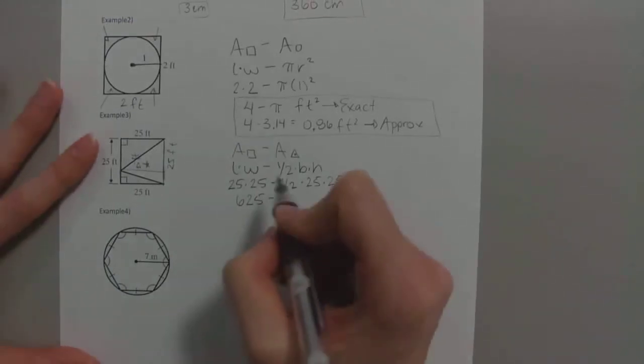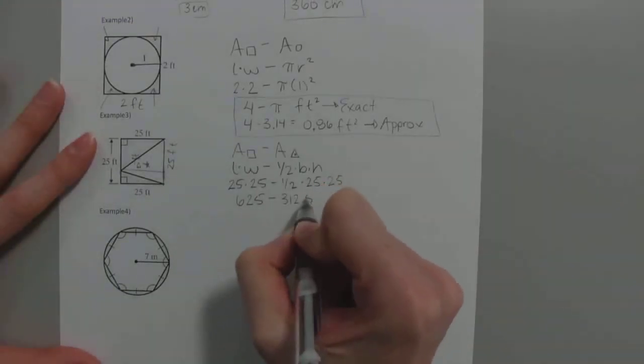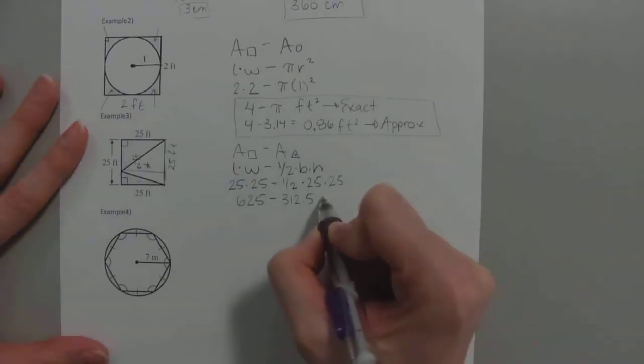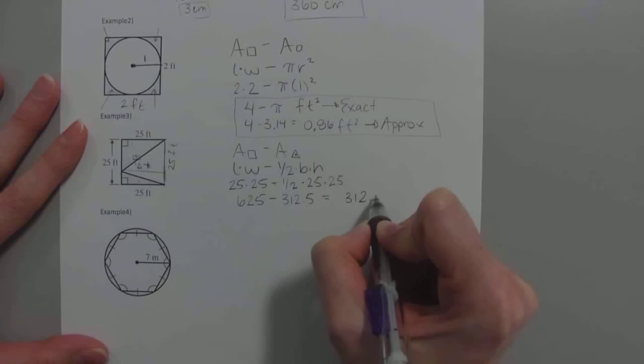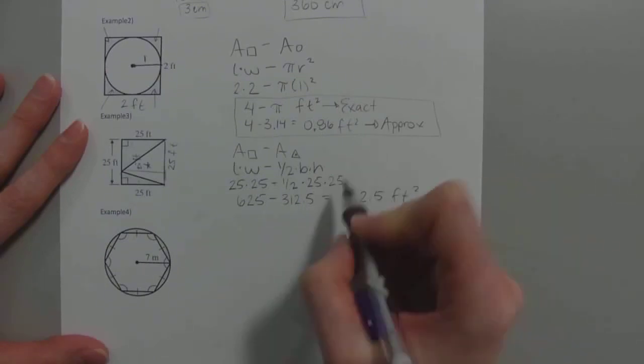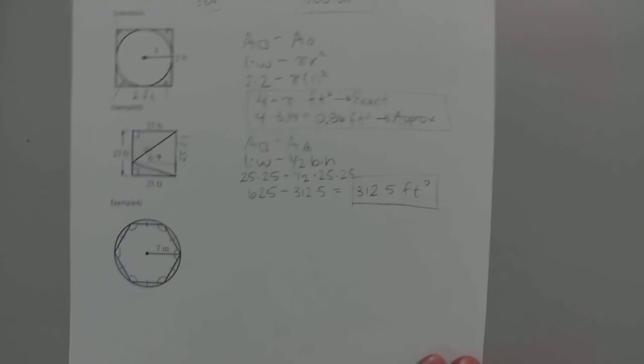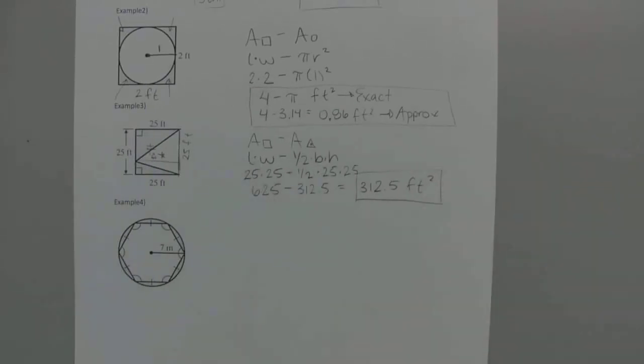Okay, so 25 squared, I think gets you 625. So the second part is 625, but half of it, right? That triangle is taking up half of it, so half of 625 is 312.5. So when you subtract the 2, you should get 312.5 feet squared.